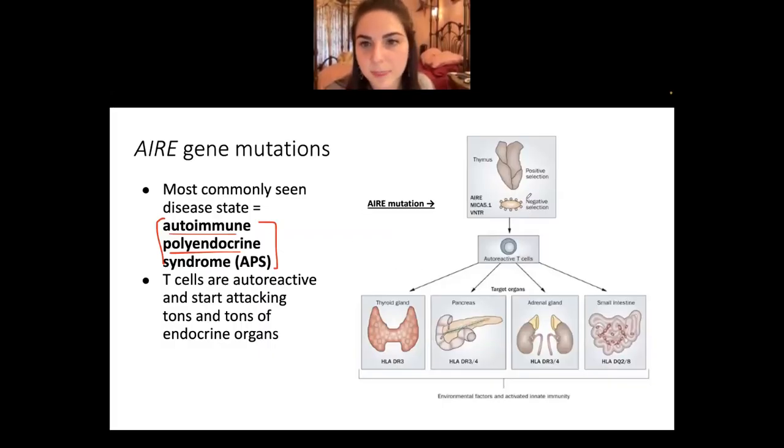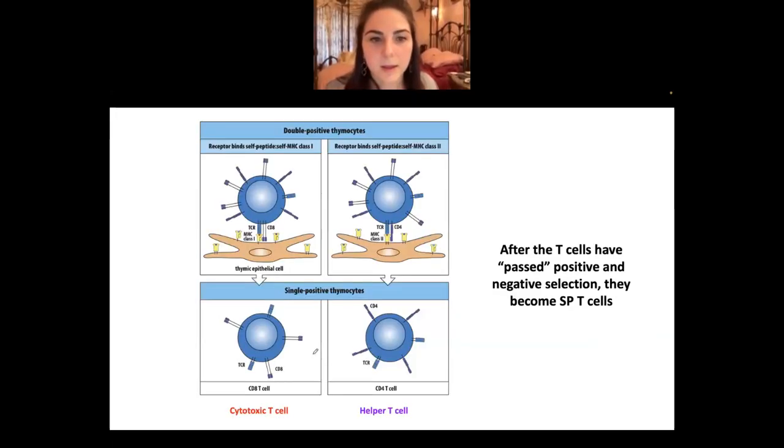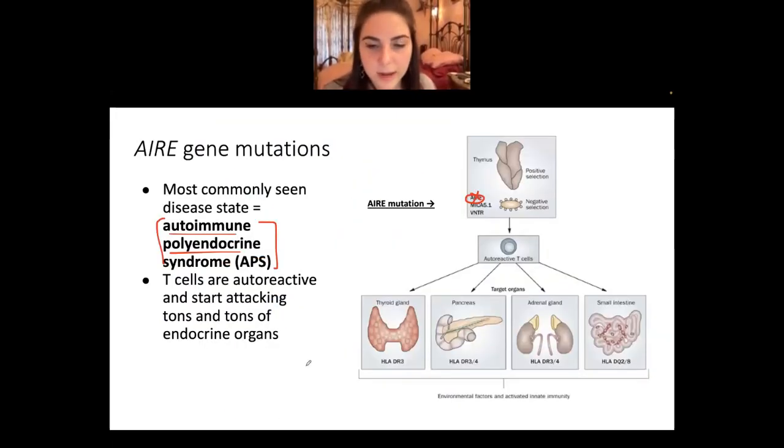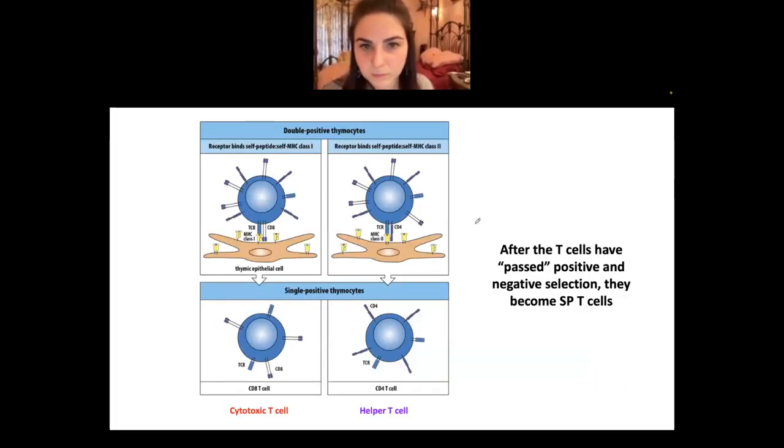So again, AIR is really important for negative selection. If AIR is knocked out, we're going to have autoreactive T cells that, in autoimmune polyendocrine syndrome, react with all the different types of endocrine organs. So you can imagine how vast the symptoms would be here. Okay, so that's AIR. Autoreactive T cells start attacking the endocrine organs.